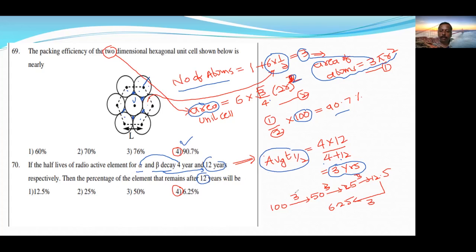So we have 12 years. Percentage we want as the answer. After the first 3 years, 50%. Second 3 years, 25%. Third 3 years, then 12.5. Like that up to 12: 3 plus 3, 6 plus 3, 9 plus 3, 12. So after 12 years, what is left over? 6.25. That's why we took it as 100. So 6.25% is the answer. Okay, take a screenshot. Taken. Now let's see the next question.